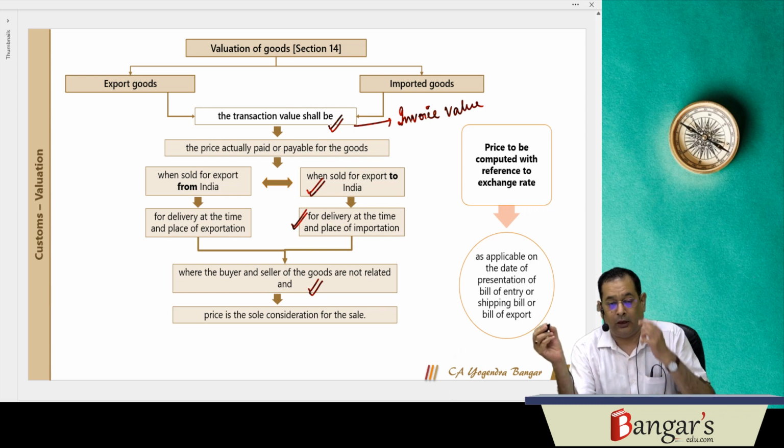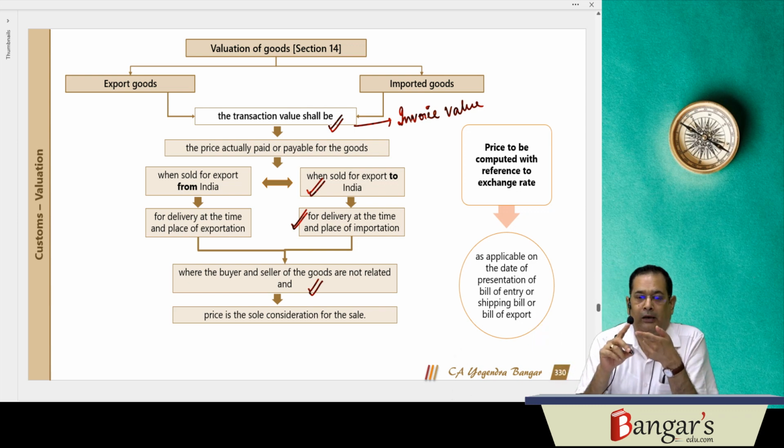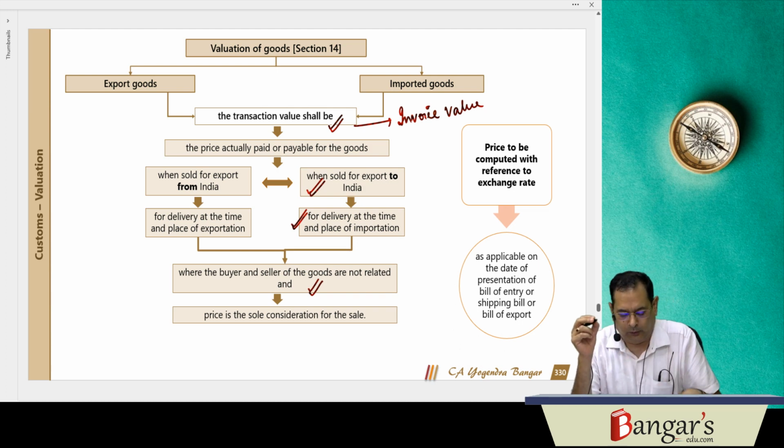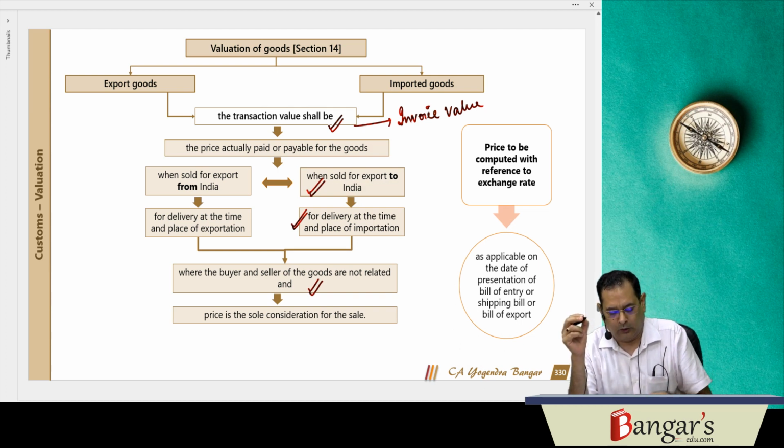In case the buyer and seller are related, or the price is not the sole consideration for sale, or say the value cannot be determined for any other reasons, then we have to go to the valuation rules for determination of value. In all the cases, the valuation will be done as per the provisions of the valuation rules.